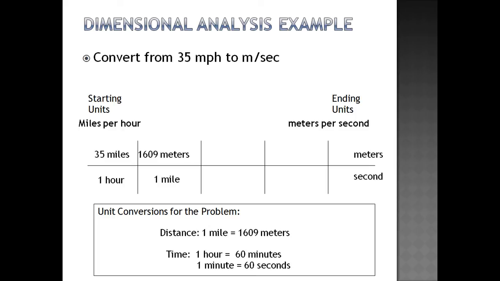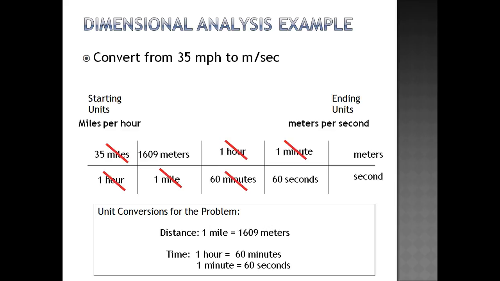I know I'm converting a distance to a distance, so we need miles to meters. 1 mile equals 1,609 meters. And then I'm also converting time, so I need hour to seconds. 1 hour is 60 minutes, and 1 minute is 60 seconds. So I just fill these in.